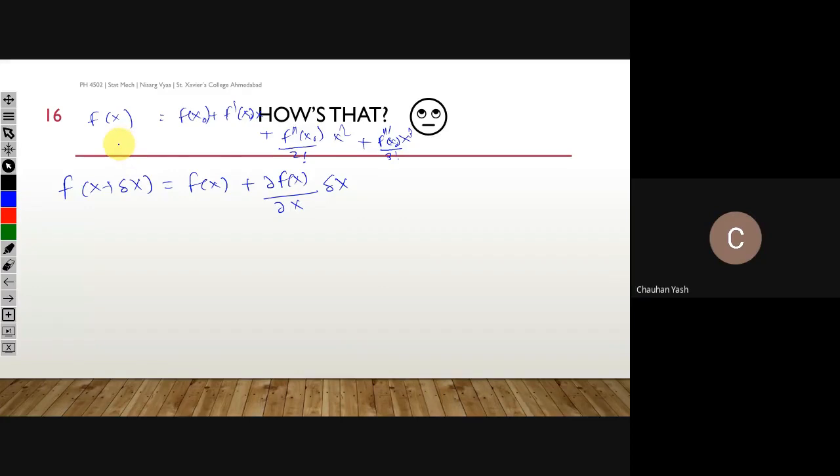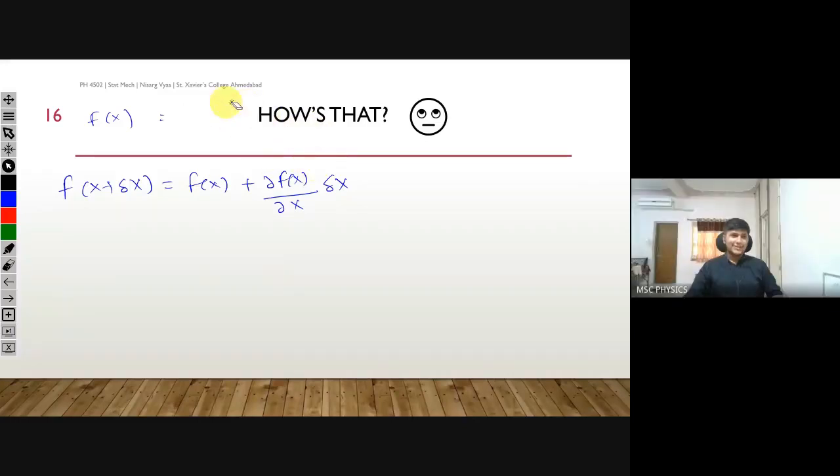Sir, I'm not talking about the Taylor series. I'm talking about the initial equation you wrote. We can say f of x plus delta x minus f of x, divided by delta x, the limit part. So this is not a Taylor series, definitely not a Taylor series. This is the simple definition of differentiation.